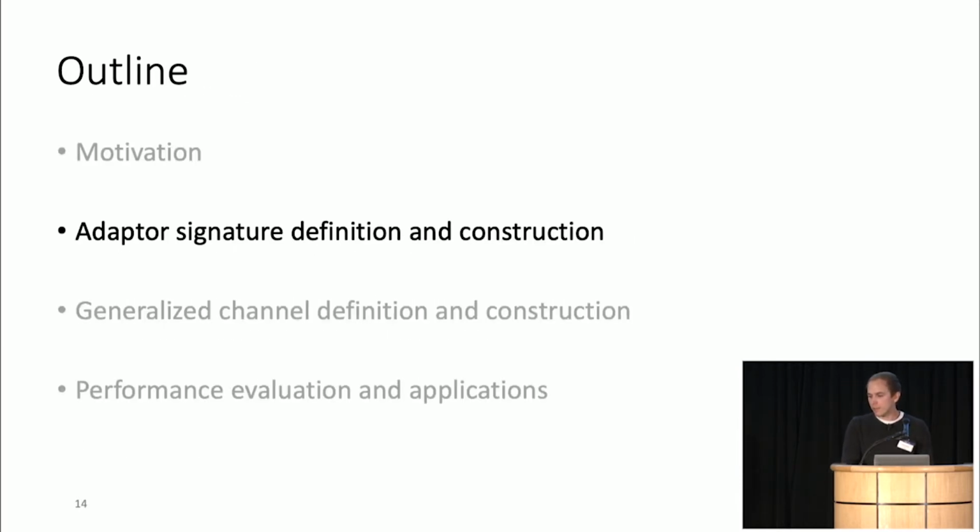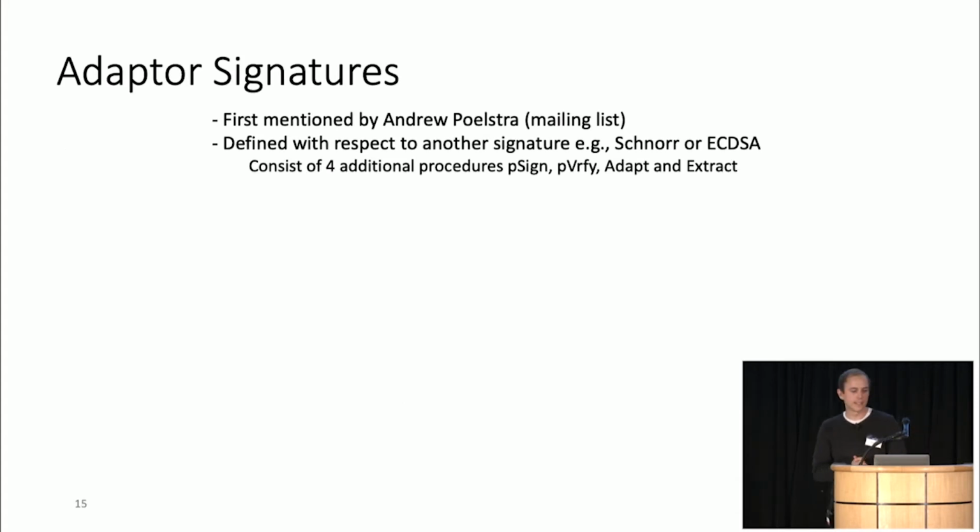So maybe let's jump in quickly on adapter signatures. They were first mentioned by Andrew Poelstra in a mailing list, I believe in 2017. They are defined with respect to another signature scheme, for instance, ECDSA or Schnorr. And adapter signatures consist of 4 additional procedures. You have pre-sign, pre-verify, adapt, and extract.